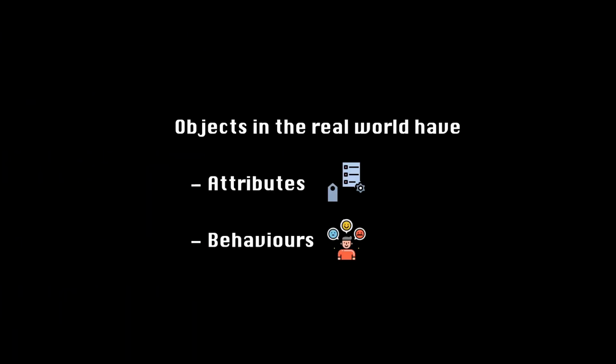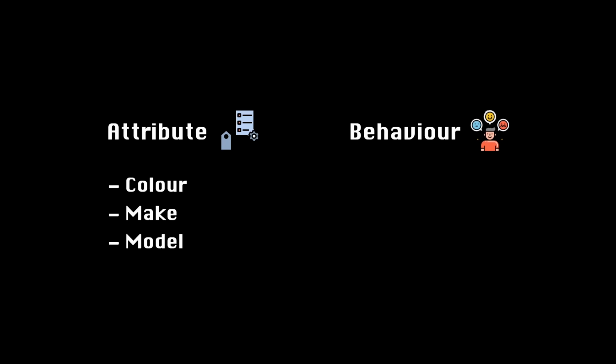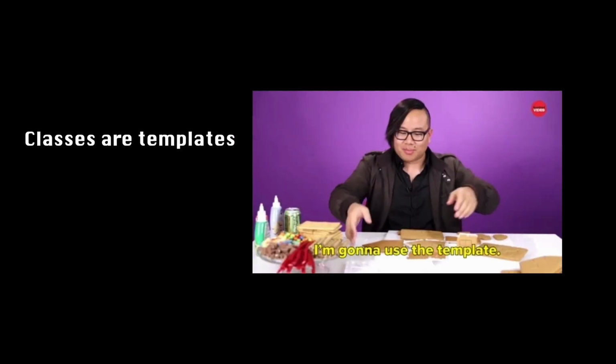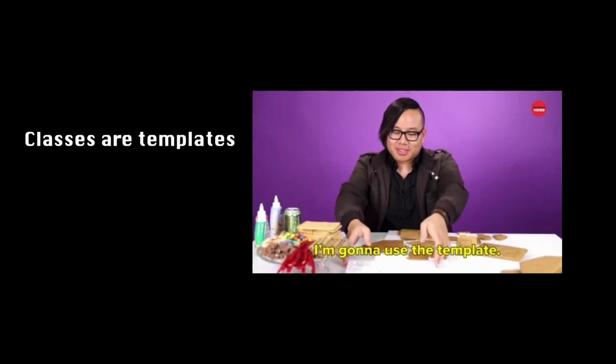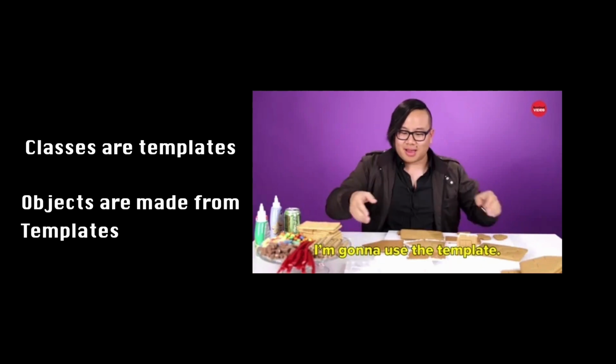In the real world, objects have different unique characteristics and behaviors. For example, a car object has attributes such as color, brand, model. Its behaviors include moving, honking, and changing its speed. In programming, we can create templates of cars called classes. Classes are like blueprints or templates that allow us to create multiple instances of the same type. Let me show you some code.